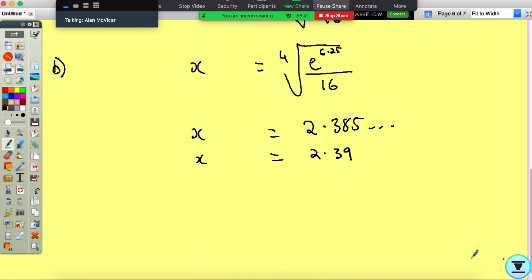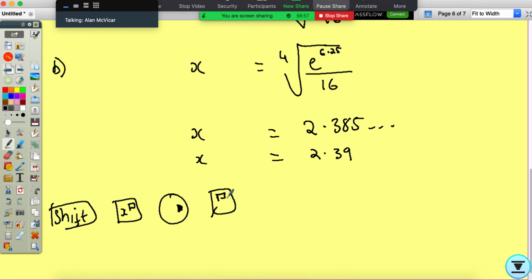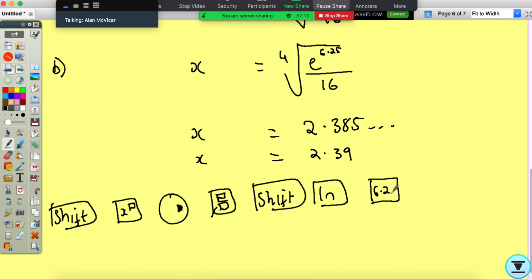Again, I'll write out the buttons I pressed just in case you haven't got it. Shift, then I pressed a long, to go inside my fourth root. Then I pressed my fraction button, set up a fraction. Then I put in shift ln to give me my exponential. Then I put in 6.25.